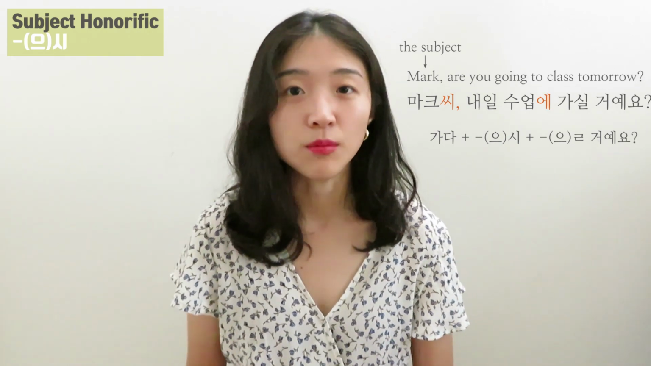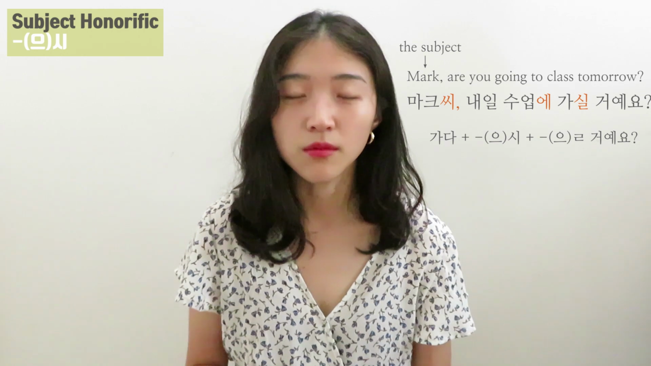가다 plus -(으)시, because you're not using 께서, because you're not specifically mentioning the subject, but you're calling the subject, 마크 씨. So you're not using 께서, but you still need -(으)시 because you're being respectful to the subject. So 가 plus -(으)시. 가 ends with a vowel, so you attach 시 only. So 가시. And what's the future tense of the polite ending? 을 거예요, right? And 시 ending in a vowel, you only attach ㄹ 거예요. So 가실 거예요. Mark, are you going to class tomorrow?